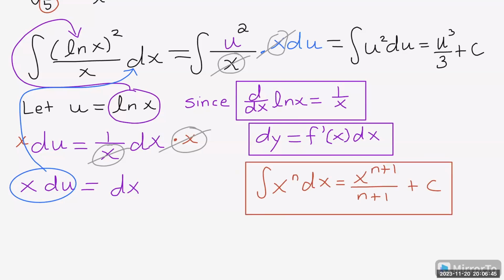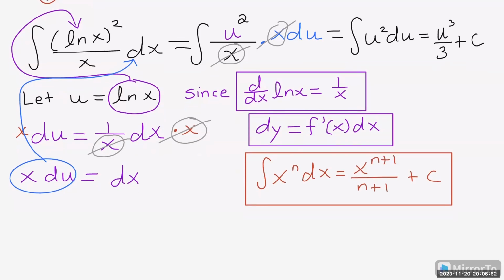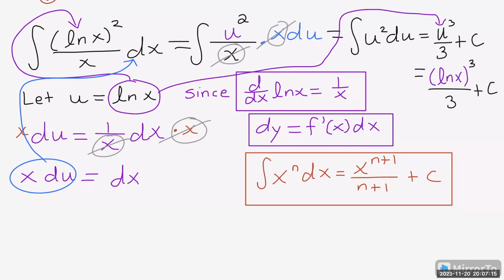So I'm happy there. Oh, whoops, I'm not quite done. Let me just go ahead and make my substitution back, because u was natural log of x. So I'm going to replace this u with natural log of x. So I end up with natural log of x cubed over 3 plus c.